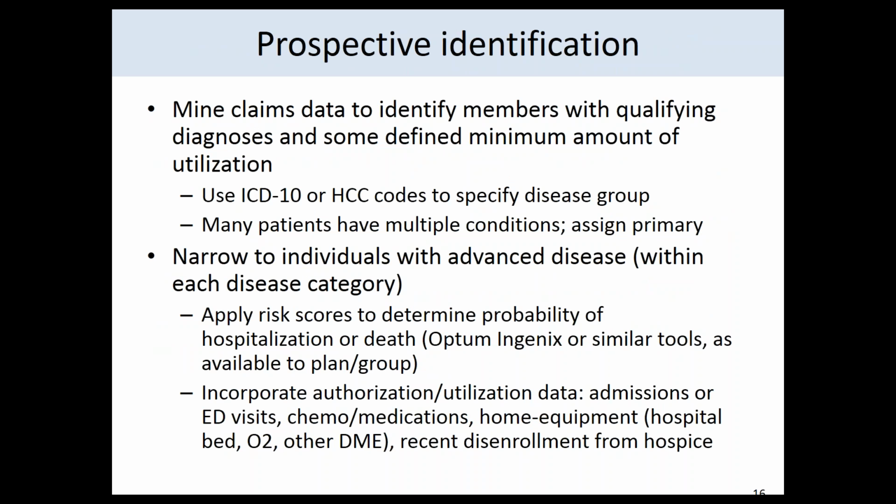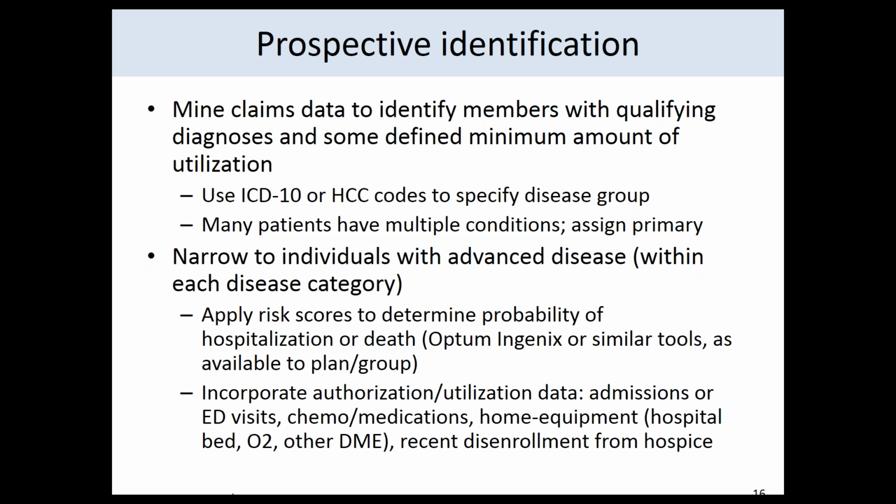So prospective identification. I'm not going to get into this too much today. I think that this is a method that's probably fairly familiar to most of the individuals on the phone who are affiliated with health plans. But in a nutshell, what you would do is mine the claims data to identify members with qualifying diagnoses and some defined minimum amount of utilization within the past year or two. So it could be must have at least one hospitalization, or at least 2 ambulatory encounters, or at least 1 ED visit and 1 ambulatory encounter. Something that tells you that this patient has in the past year or continues to be one of your patients.